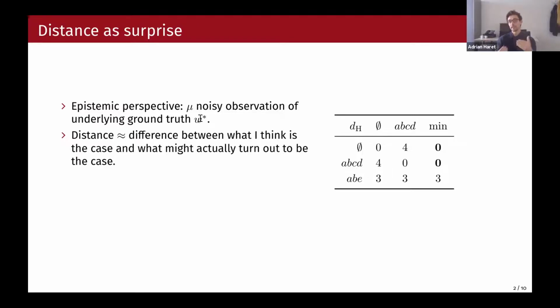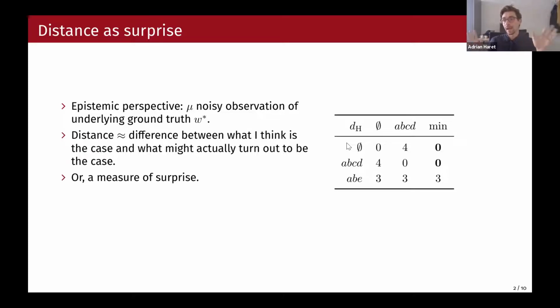And now the distance in this case is the divergence or the difference between what I think is the case initially, this is my prior belief, and what then might actually turn out to be the case, which is encoded by the new information mu. So in short, it's the difference between what I predict is the case and the reality out there.